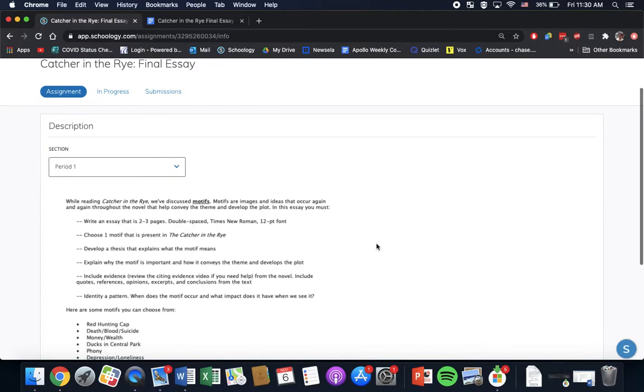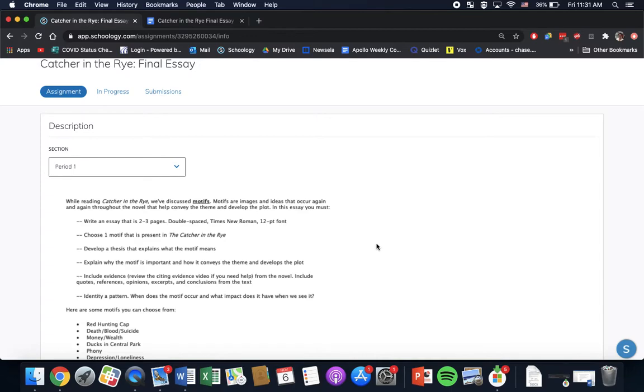While we're reading Catcher in the Rye, we've been discussing motifs, and hopefully you remember motifs are images and ideas that occur again and again throughout the novel. For example, we see Holden's red hunting cap throughout the novel again and again. We start to realize that this hunting cap is more than just a hat. It actually has a deeper meaning. We also see that Holden talks about death and suicide a lot. And again, this has a deeper meaning for the theme of the novel and for this coming of age story.